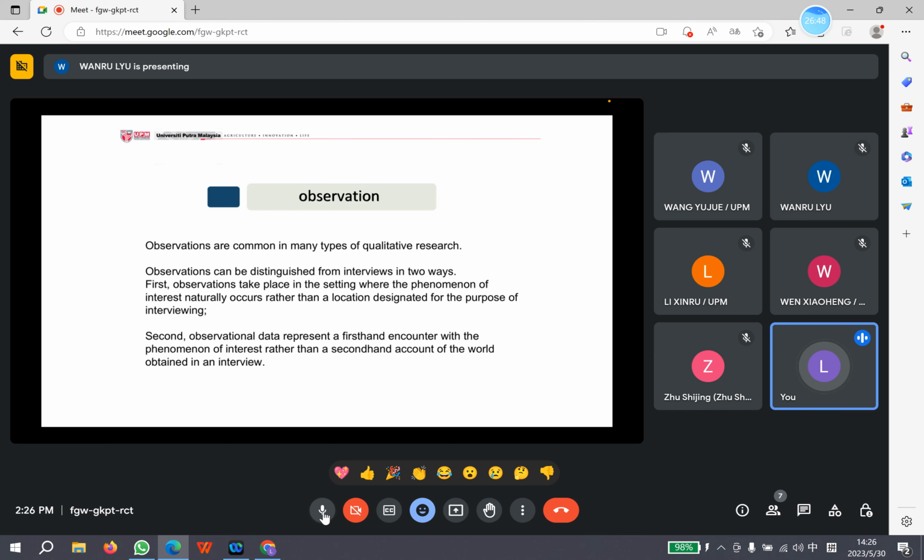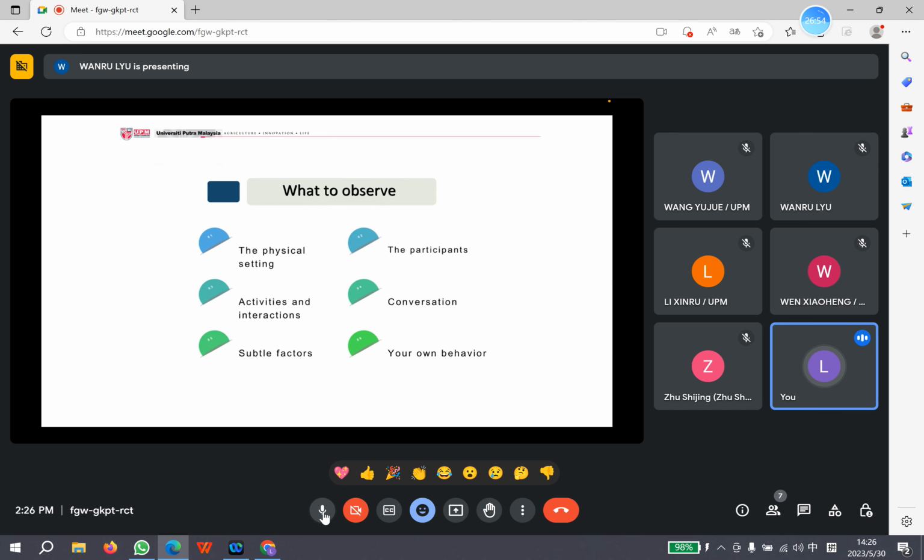So how and what do we observe? Let's move on to the next slide. What to observe? There are 6 important factors, and number 1 is the physical setting. So what is the environment? And number 2 is the participants.